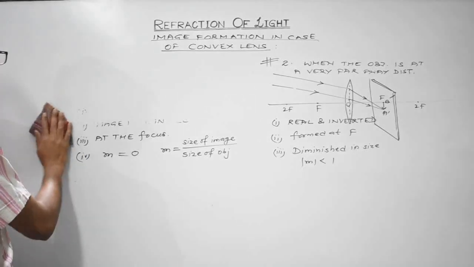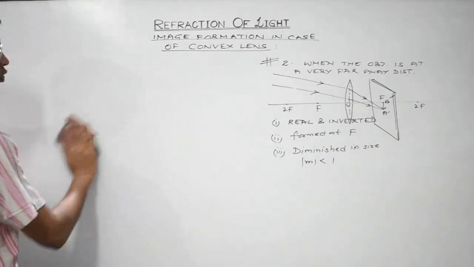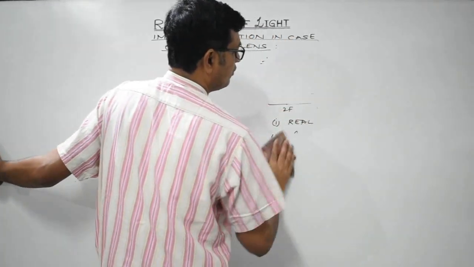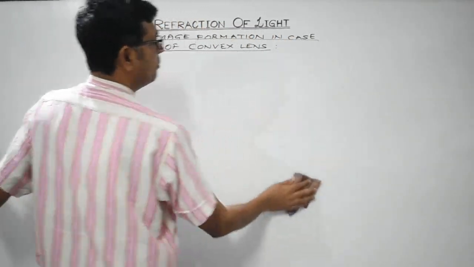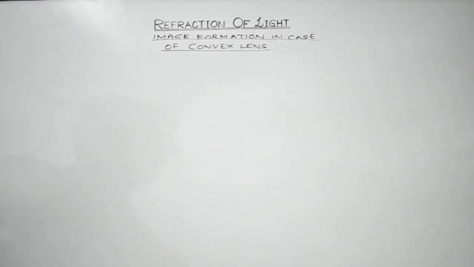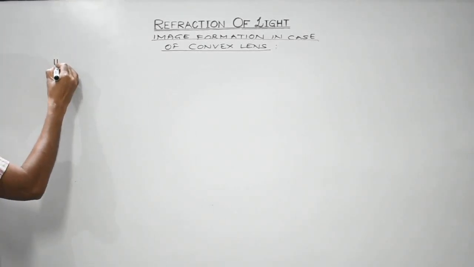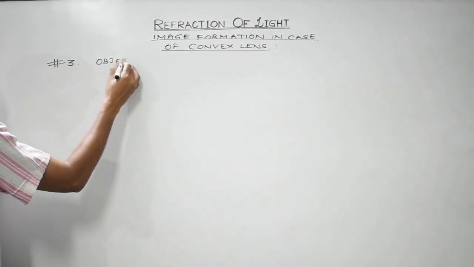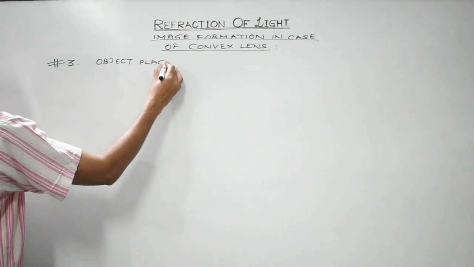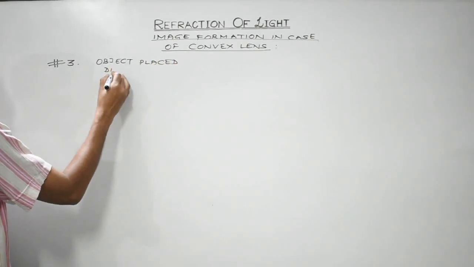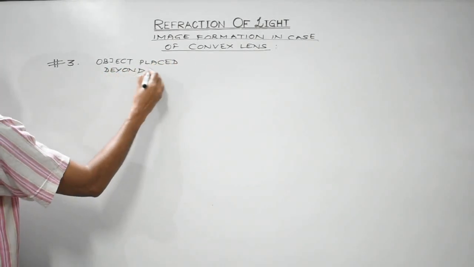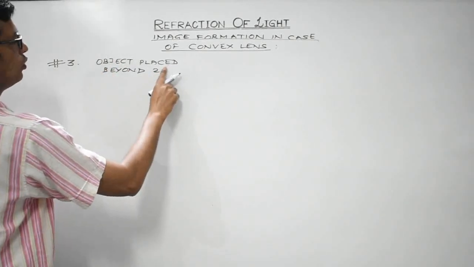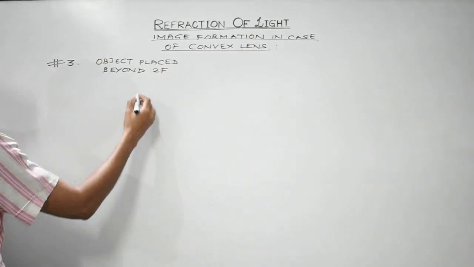Gradually the object is brought closer and closer towards the convex lens. So case 3 will be when the object is placed beyond 2f. So let's discuss the third case. Object placed beyond 2f. So the diagram would be like this.